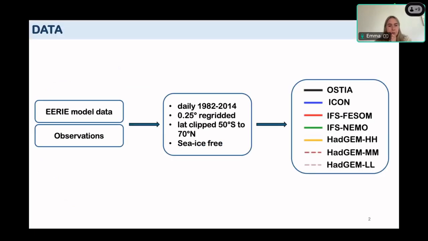So the data I used was the EERIE model data against observations at daily resolution from 1982 to 2014, regridded to quarter-degree resolution, and we clipped the latitudes from 50 south to 70 degrees north, and then removed all of the ice. So the observational data set is the OSTIA sea surface temperature satellite data, and then I used all of the EERIE models. These colors that you see on the left are the line colors that I will be using on the graphs.